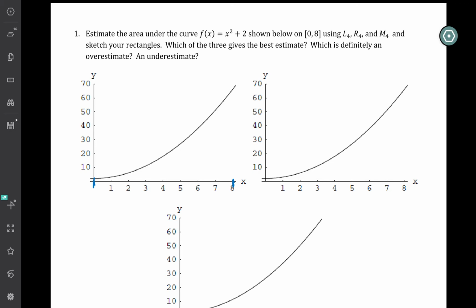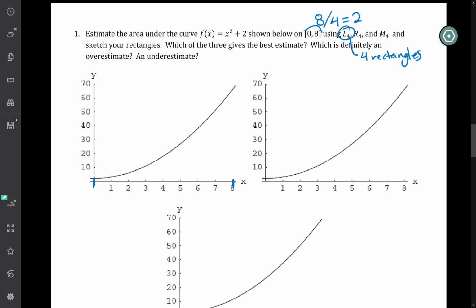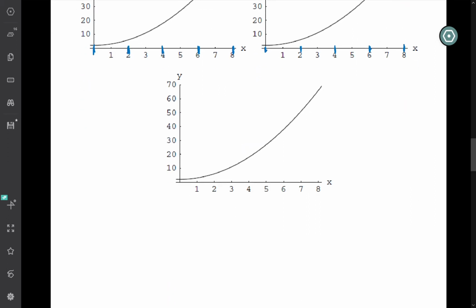Okay, so if we're supposed to use L sub 4, let's start with that one. The 4 means 4 rectangles. So if we have an interval that's 8 long, and we divide it by 4, then each rectangle has to be 2 wide. So we're going to be going 0 to 2, 2 to 4, 4 to 6, and 6 to 8. And that's actually true for all of these. So we're first going to do left, and then right, and then mid, but the bases of the rectangle are not going to change, just the heights.